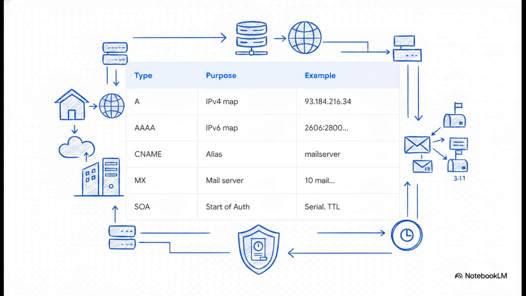The A record is your bread and butter, mapping a hostname to an IPv4 address. AAAA does the exact same thing, but for modern IPv6 addresses. A CNAME is just an alias. It points a name to another name, not directly to an IP. MX tells the internet where to deliver email for your domain, complete with priority numbers. And every single zone starts with an SOA, or Start of Authority record, which holds crucial metadata like the serial number and refresh timers for the zone.